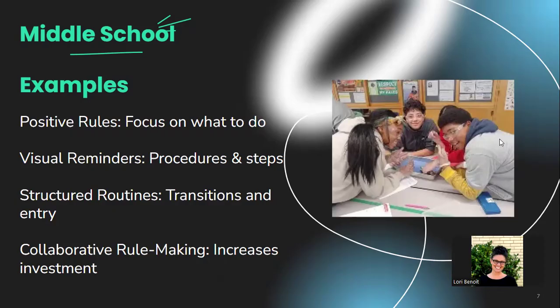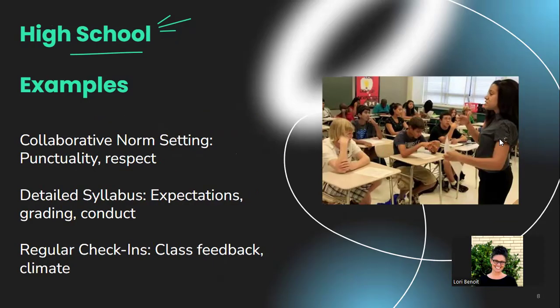Now let's look at high school. High school students respond to autonomy and respect. And so this is the part where they're really beginning to become adults. Begin with collaborative norms. They'll take ownership when they feel heard. Use your syllabus to clearly communicate academic and behavioral expectations. Finally, regular check-ins show that their voice matters and help keep the classroom climate responsive and respectful.